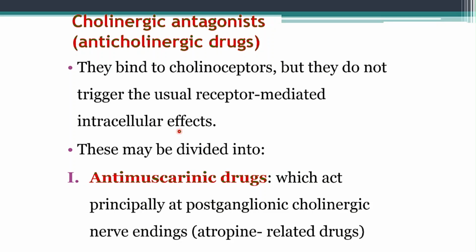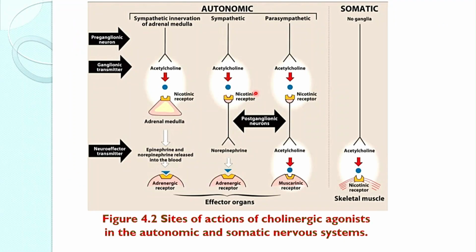Acetylcholine acts on the nicotinic receptors which are present at the ganglia, whether parasympathetic or sympathetic ganglia, and it acts on the adrenal medulla. It also acts on nicotinic receptors at the neuromuscular junction. At other effector organs, it acts on muscarinic receptors at the end of the postganglionic neurons.